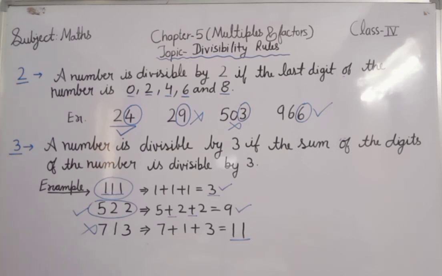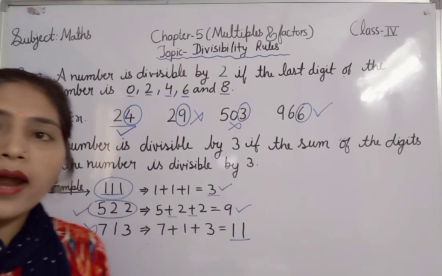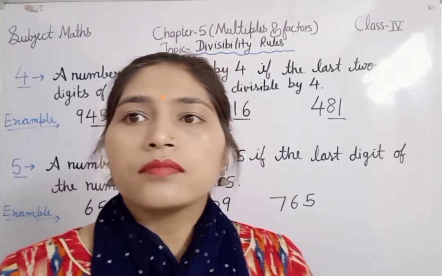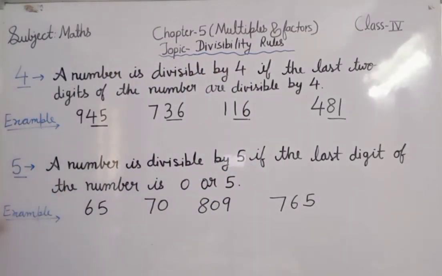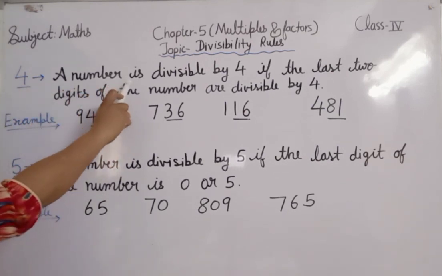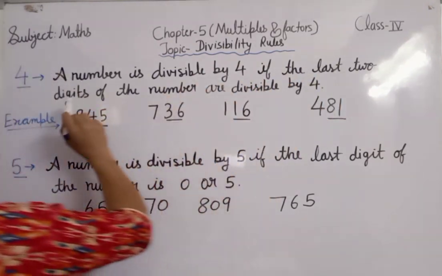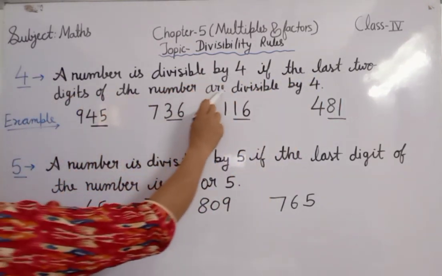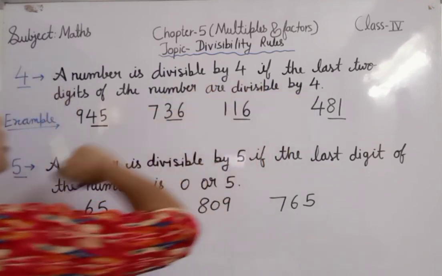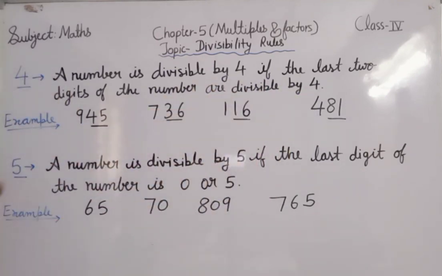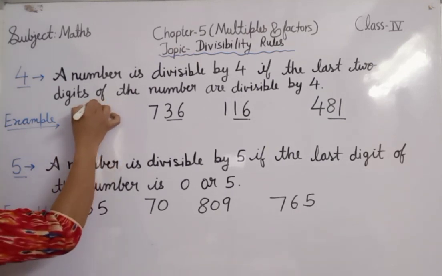So now let's see the rule for 4 and 5. So what is the divisibility rule for 4? A number is divisible by 4 if the last two digits of the number are divisible by 4. So to check if a number is divisible by 4, what we have to do? We have to just check the last two digits.